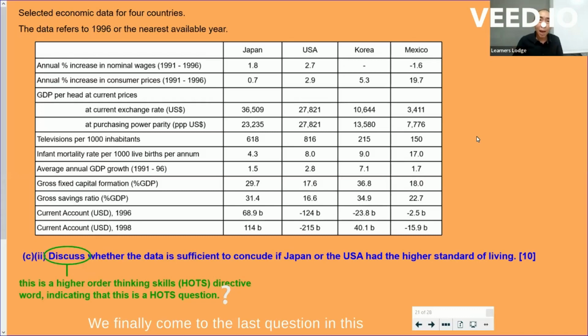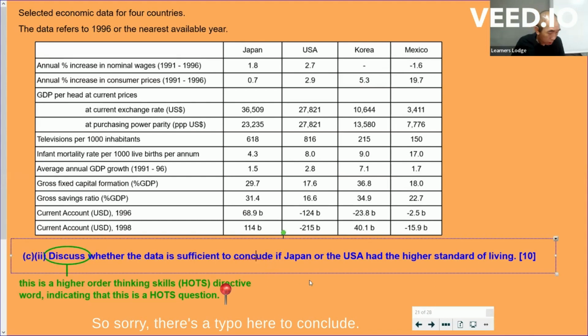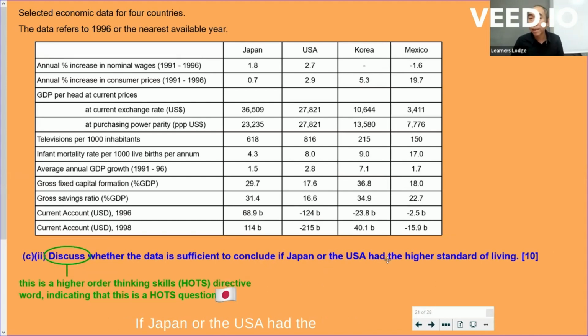Now we finally come to the last question in this test, C part 2. Discuss whether the data given is sufficient to conclude, sorry, there's a typo here, to conclude if Japan or the USA had the higher standard of living, presumably 1996, right? The word discuss is your directive word. It is a high order thinking skill directive word, shorthand HOTS, indicating that this is a high order thinking skill question, or HOTS question.